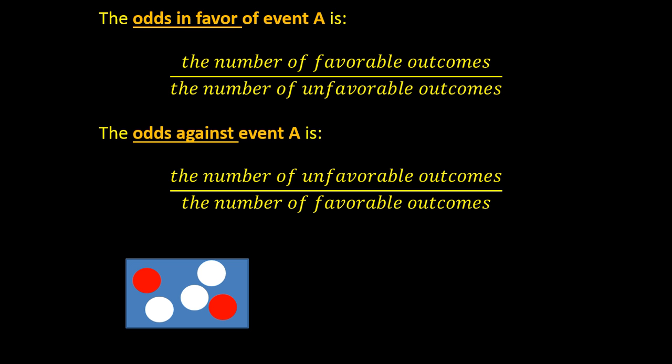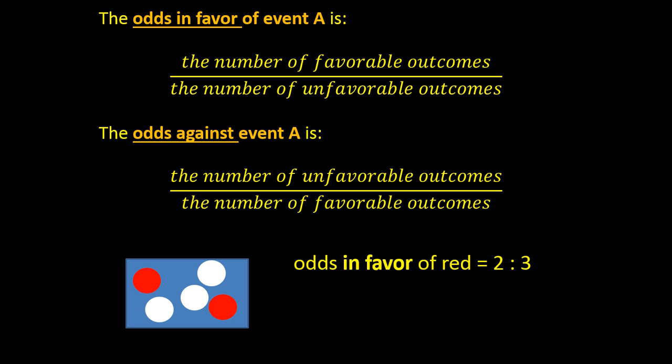So if we have the same box with 5 marbles, 3 are white, 2 are red, and we want to know the odds in favor of drawing a red marble at random, we would say that drawing a red marble is a favorable outcome, and there are 2 ways to do that. And drawing a white marble is an unfavorable outcome, and there are 3 of those. So the odds in favor of drawing a red marble are 2 to 3. Now you notice that in this case we're expressing the odds using a colon.